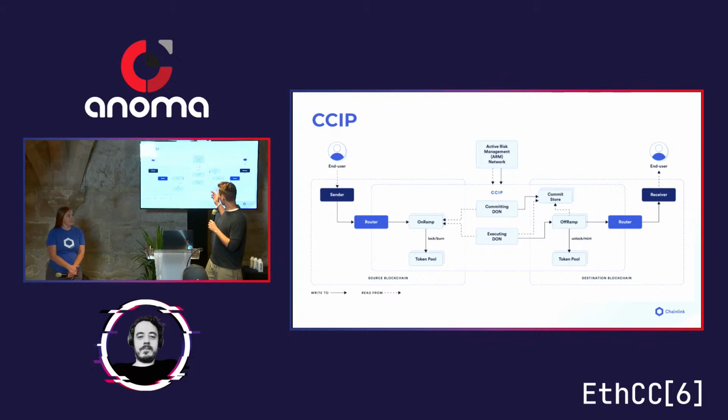Once the ARM network blesses a message to pass through, the executing DON then executes and pushes that message through and executes it on the other side. So this all comes back to the security that we try to put first on these bridges. And we also think it's very usable. We think it's the most usable, best UX of any of the bridges.